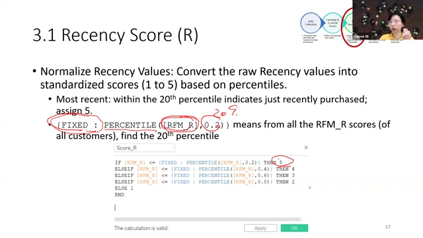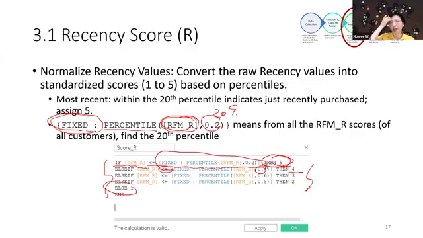Maybe just 1 day, 2 days, 4 days, right? So I will use if else. If RFMR is less than or equal to this 20th percentile, then we assign a score of 5. If less than 40%, we assign 4, and so on until the last one is score 1, right?